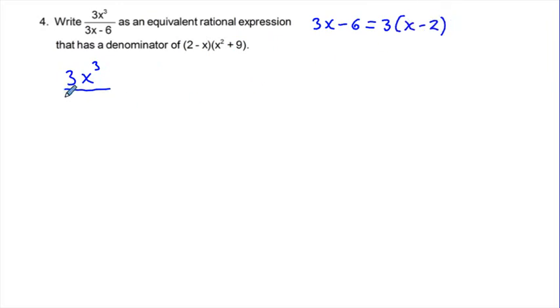So I'm going to rewrite this denominator over here as 3 times quantity x minus 2. So what we want to do is we want to go ahead and get this as 2 minus x.